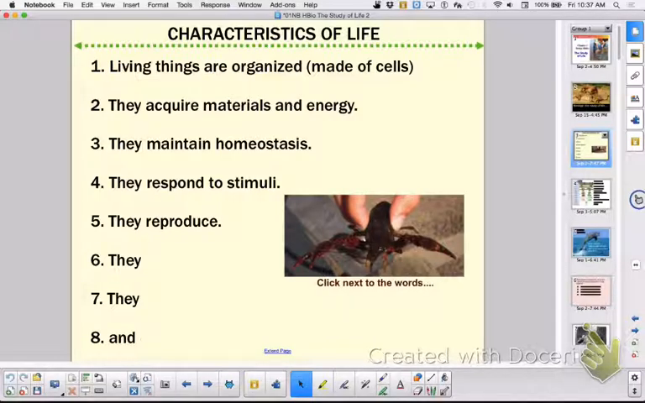From the top. Here we go. Living things are organized, made of cells. They acquire materials and energy. They maintain homeostasis. They respond to stimuli and reproduce. They grow. Now they're growing.